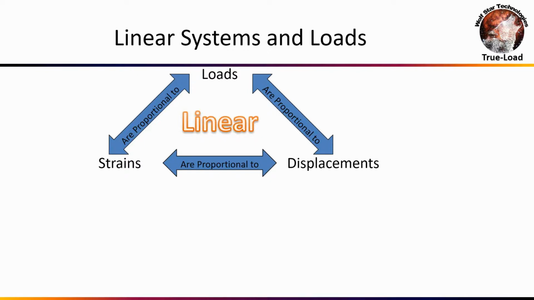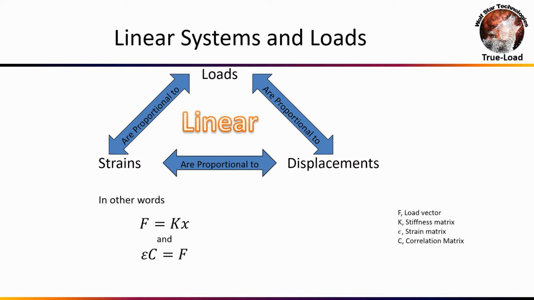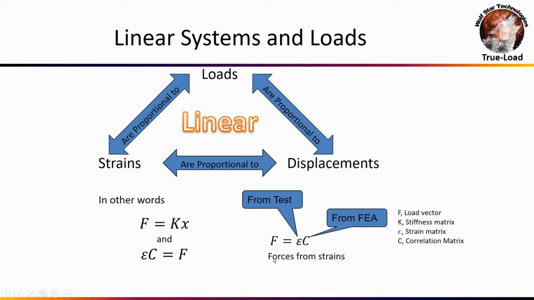So I can take this diagram and turn it into a couple of equations. So the right-hand side, well, this is F equals Kx. So this is Hooke's law. So if your part is obeying Hooke's law, then the left-hand side of the triangle has got to apply, where strain times C is equal to the load. So this is basically a strain corollary of Hooke's law, and we're going to calculate loads as being strains from test times a correlation matrix from FEA. So this is what we're doing.